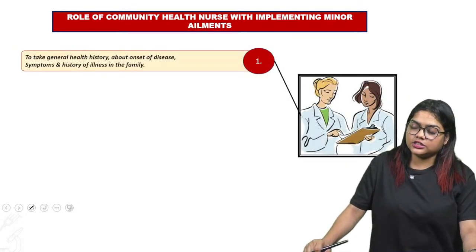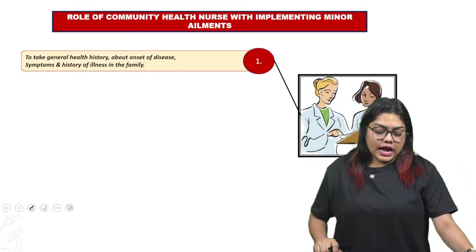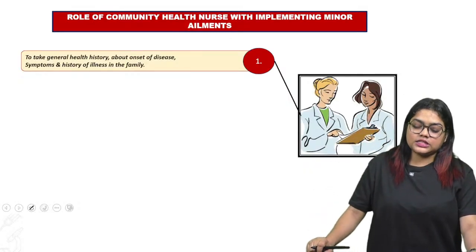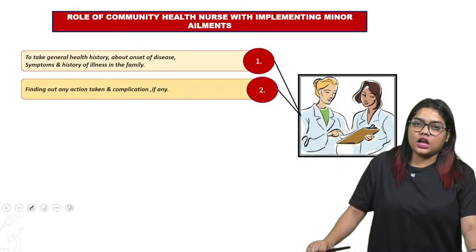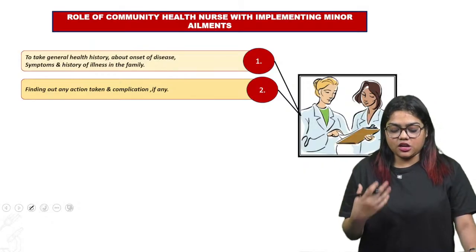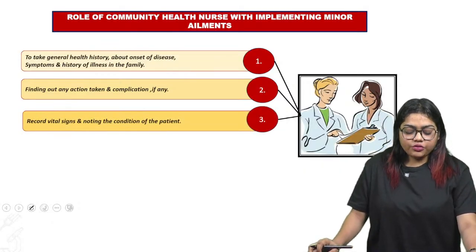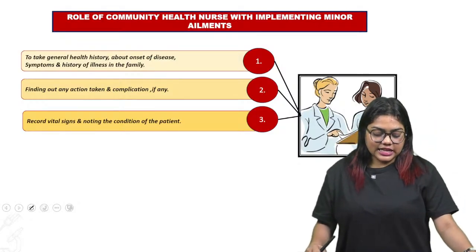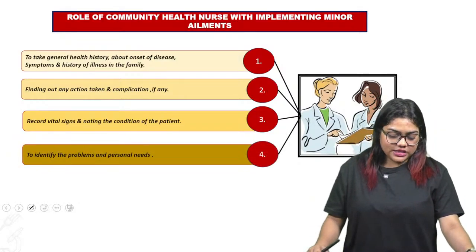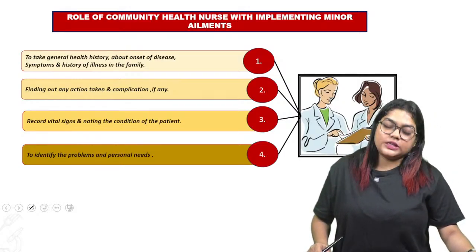Okay, so what is our responsibility? To take a general history, and about the onset of the disease, symptoms, and history of the illness in the family. Finding out any actions that have been taken, or complications if any are present. We have to record vital signs and note the condition of the patient. Okay. Then to identify the problems and personal needs.